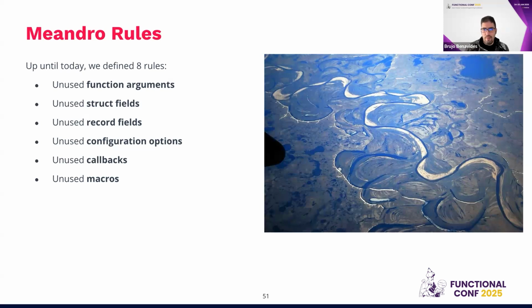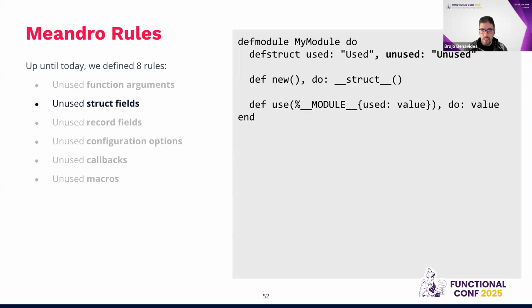Most of them are the same ones as Hank, exactly with the same meaning, exactly with the same particularities. But there is one that's particular to Elixir. It is unused struct fields. It works very much like unused record fields, but for structs instead.